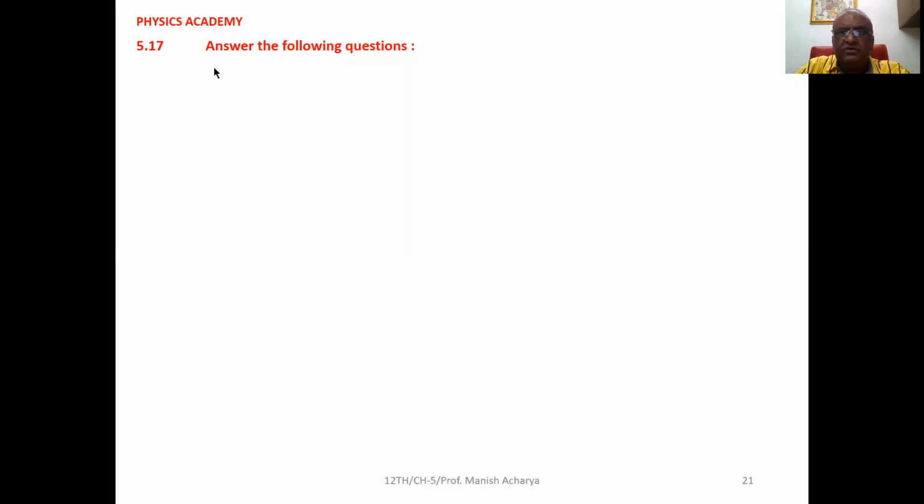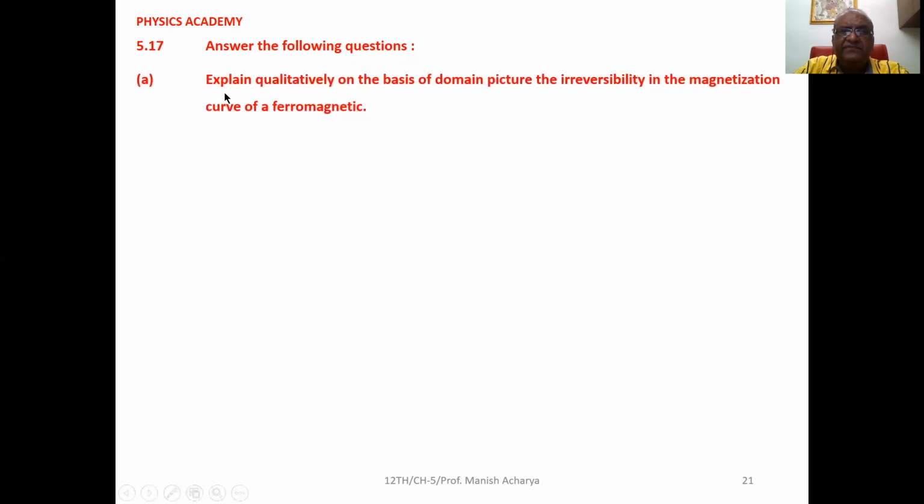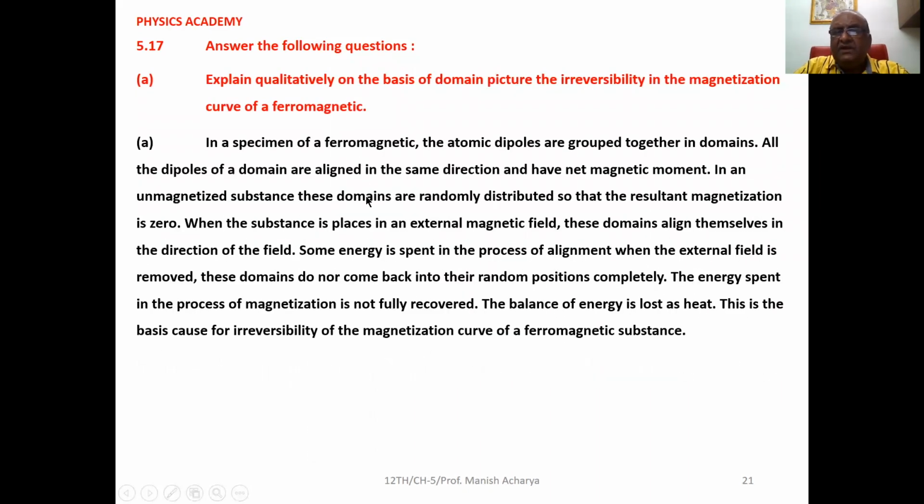5.17. This one is also a theoretical one. Answer the following questions. A. Explain qualitatively on the basis of domain picture the irreversibility in the magnetization curve of a ferromagnetic. Now see, for a ferromagnetic substance, when we magnetize it and demagnetize it, in that particular case, we will get the magnetization curve. That is the hysteresis curve.